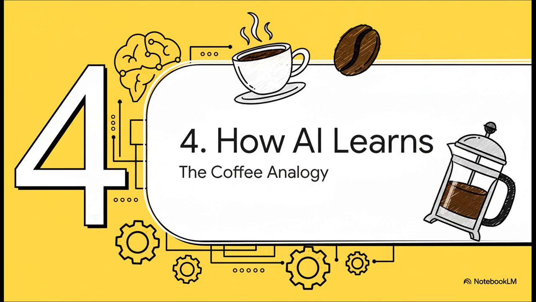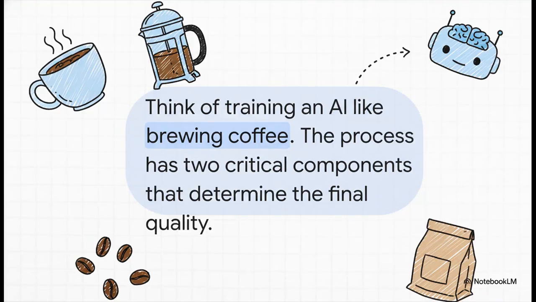Well, to figure that out, we've got to pop the hood and take a look at how they actually learn. And you guessed it, we've got the perfect analogy for this: making a cup of coffee. I know, it sounds almost too simple, but stick with me. The process has two absolutely critical parts that line up perfectly with how an AI gets trained.